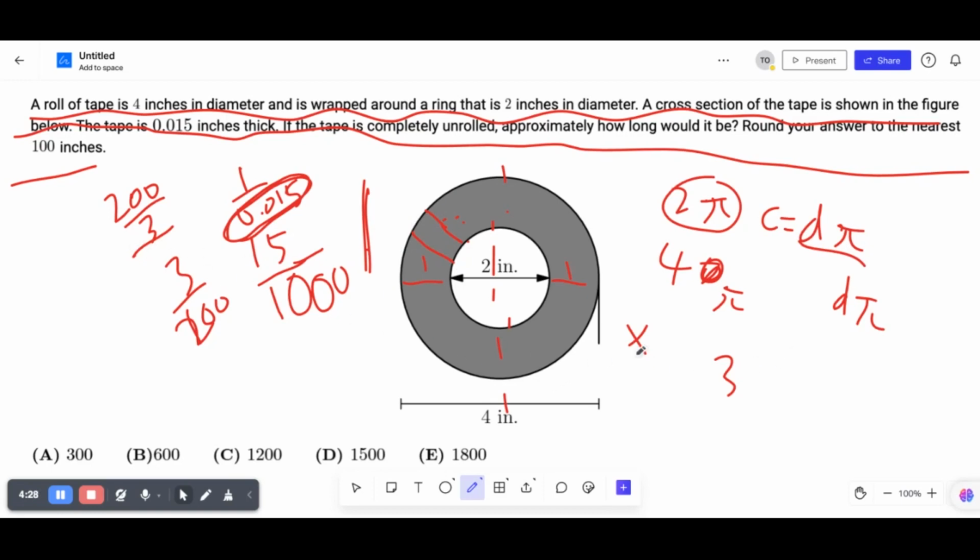It's 200 over 3 times 3 pi, right? And then 200 over 3 times 3 is equal to 200 pi. And pi is equivalent to 3.1415, and so on. I don't care about this. You can just assume that this is 3 because you want to round it to the nearest 100 inches. 200 times 3 is 600, and we see that's on the board. So the answer is B, 600.